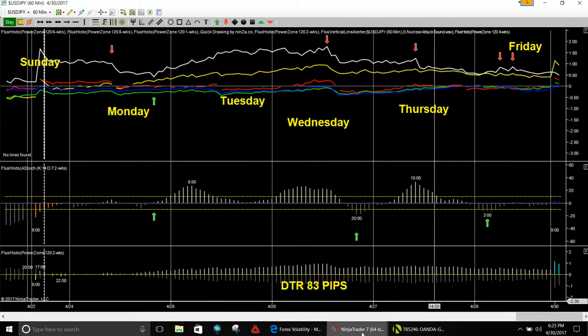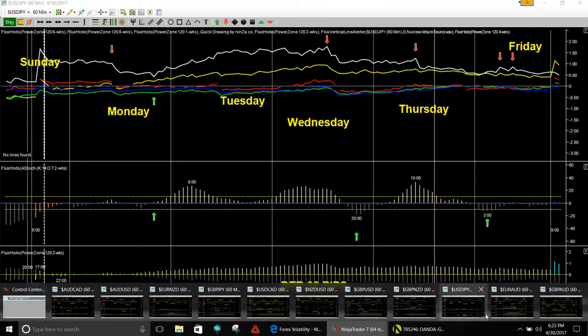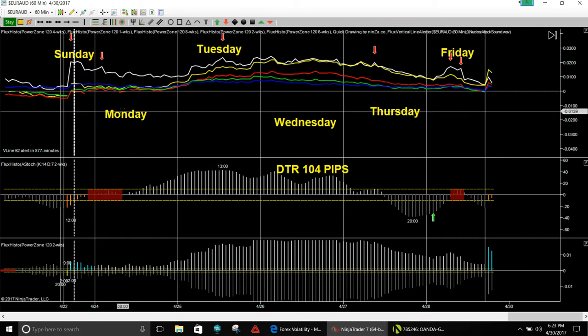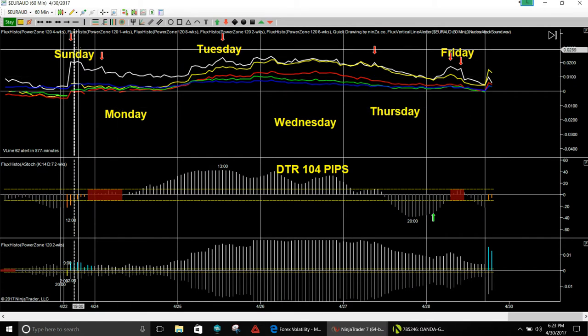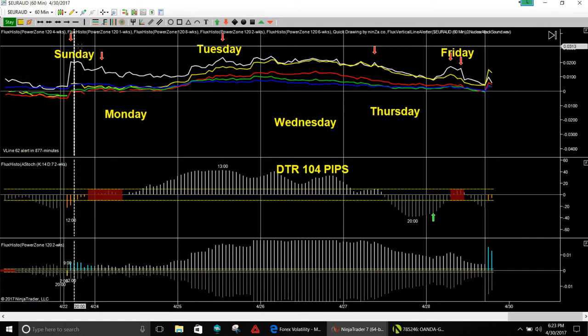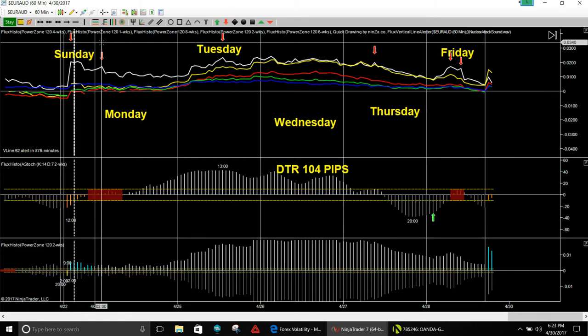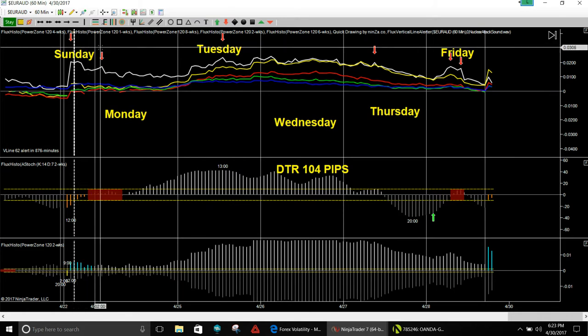Got some good trades in there. Okay, next up is going to be the Euro Australian dollar. This one's setting up for, I think I'm short already on this pair. I'm going to take a short trade on this one, definitely. Hold that.